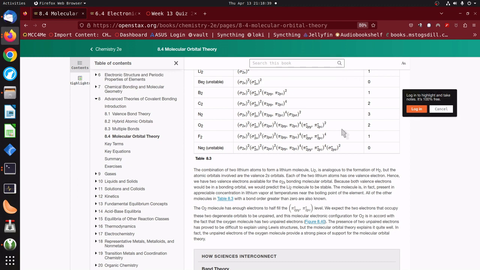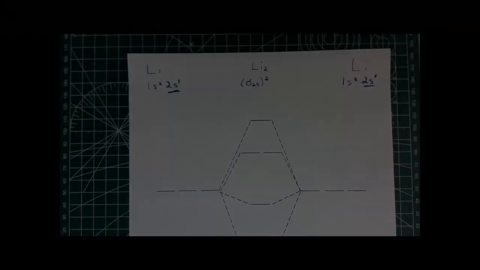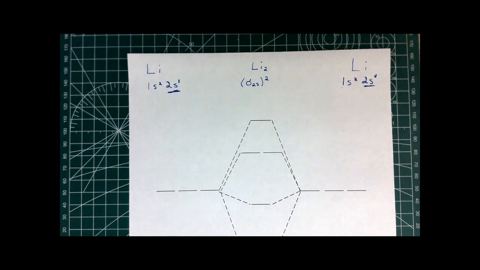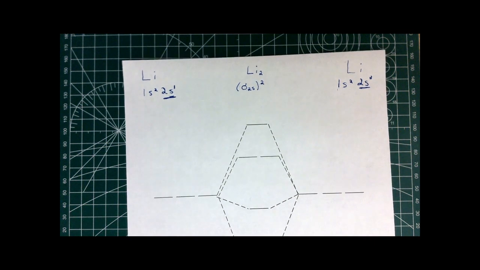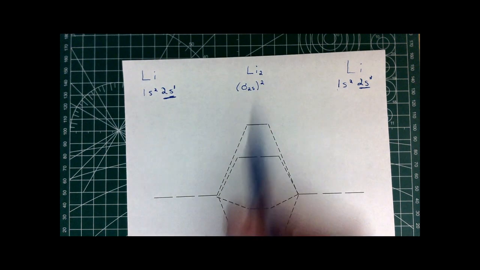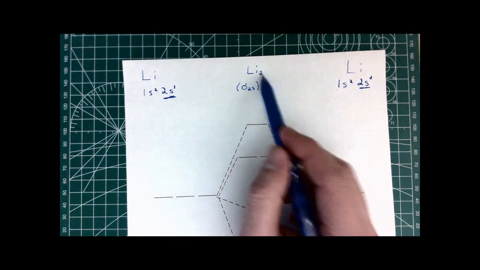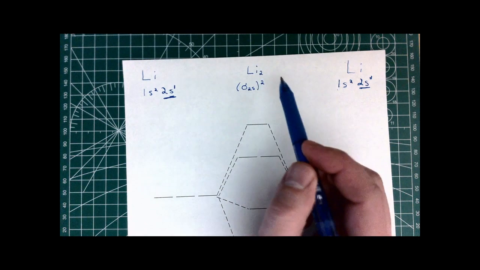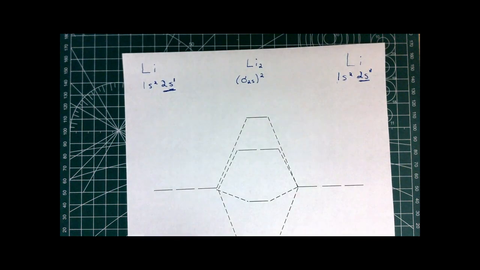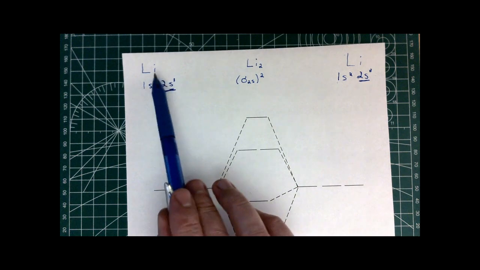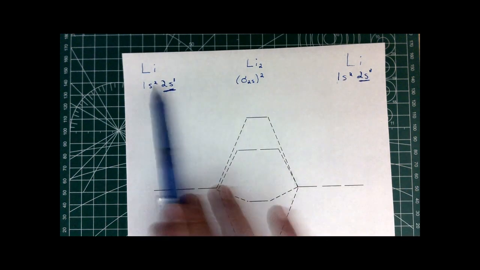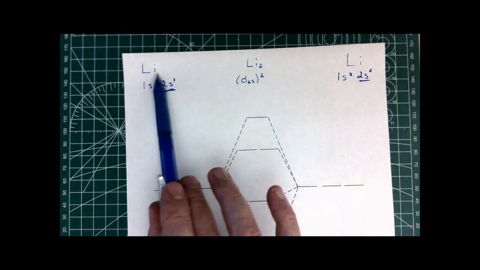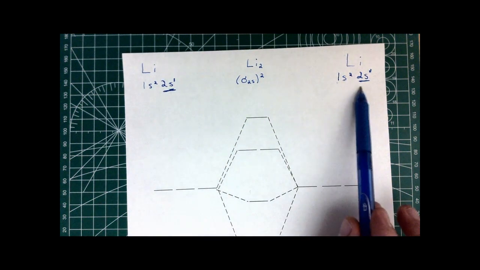So I'm going to switch over to my document camera now, and I'm going to show you guys how to do both lithium and bromine cation. Okay, so we'll start by considering the lithium example. We're trying to make the dilithium molecule here. And what I like to do is first start off by thinking about what the two atoms are I'm going to combine. So I'm going to combine a lithium with a lithium and what their electron configurations are.